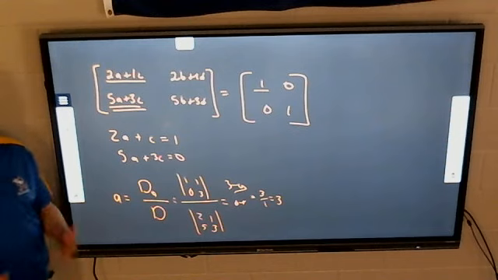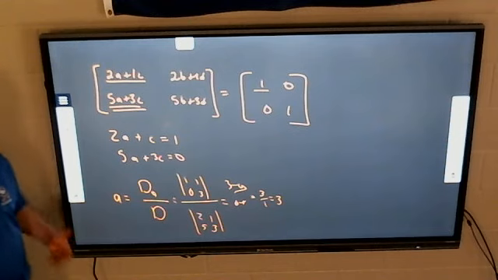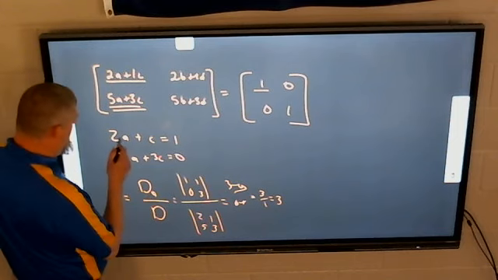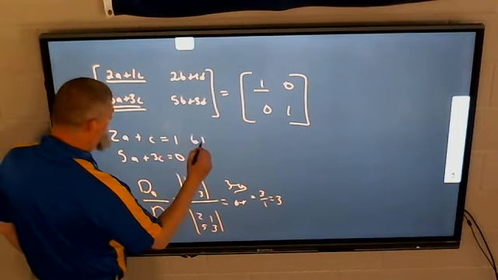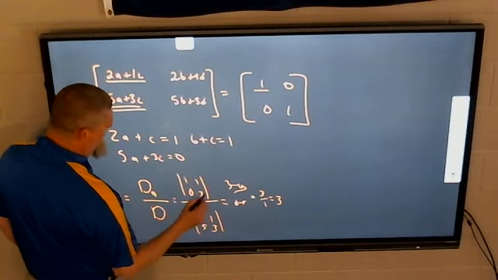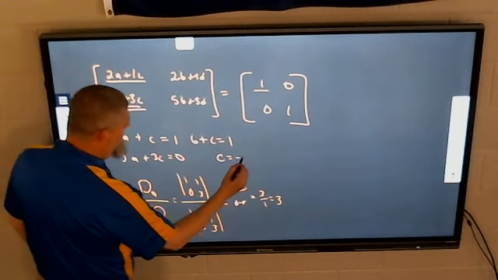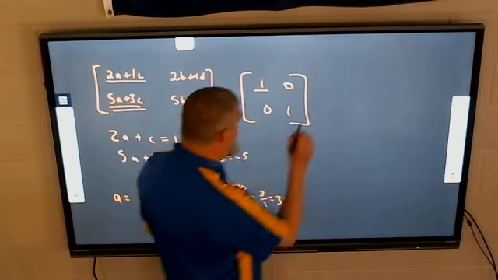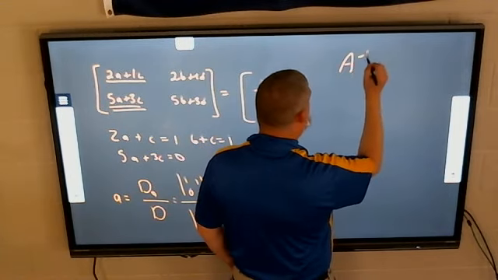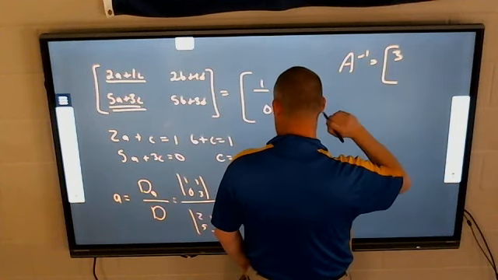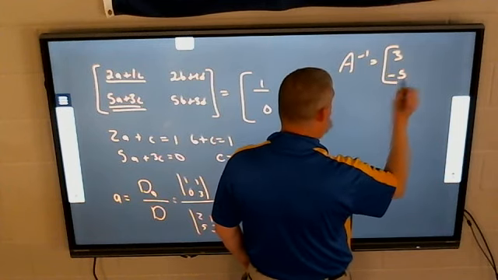Now, mathematically, what's the quickest and easiest way to find C? Plug it in. If A is 3, then 6 plus C equals 1. So what is C going to be equal to? Negative 5. So I've got my inverse column: A is going to be 3, C is going to be negative 5.